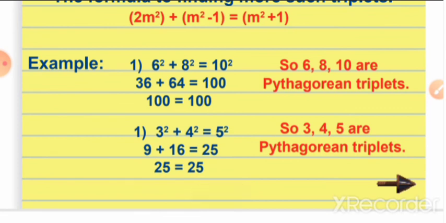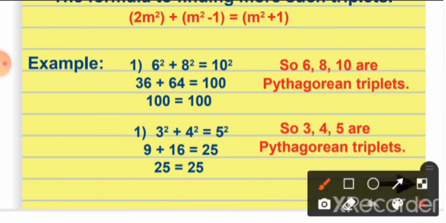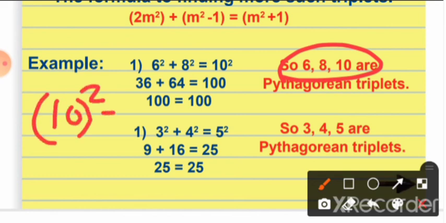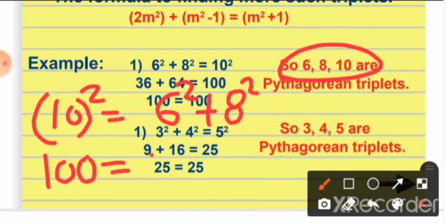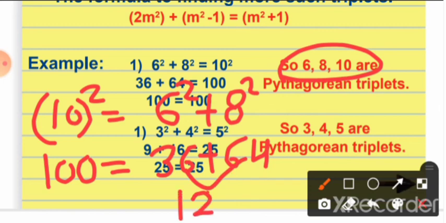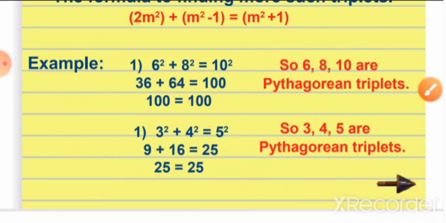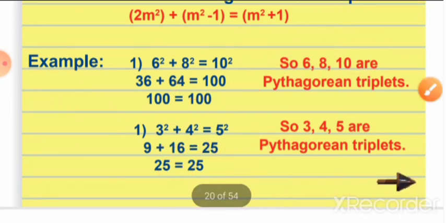6, 8 and 10 are a Pythagorean triplet. If any such numbers are given, like 6, 8 and 10, how to check whether they are a Pythagorean triplet or not? First, the square of the greater number should be equal to the sum of the squares of the two smaller numbers. 10 square is 100, 6 square is 36 and 8 square is 64. The addition of both is 100. It means 100 is equal to 100, so it's a Pythagorean triplet.